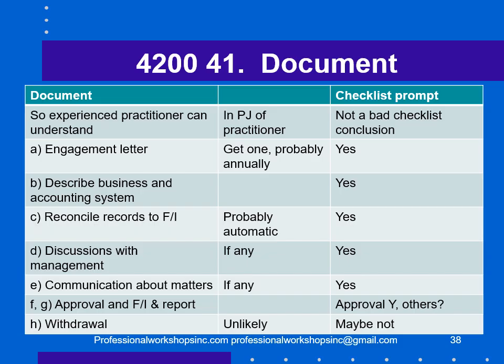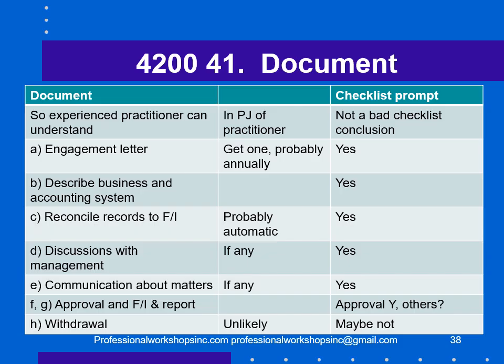Makes it clear again that you've got to get an engagement letter, so get one and have a checklist prompt, probably annually. Have a description of the business and accounting system. Have a checklist step: I have appropriately described the business and accounting system, and have a box someplace to allow that to be done. And you'll write as much or as little as you think is appropriate in your professional judgment. Reconcile the records to the financial information. That's probably automatic, given what we're doing.